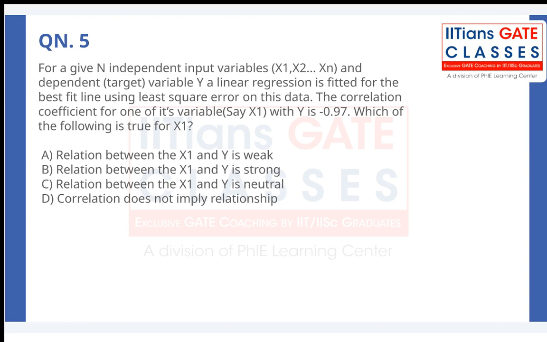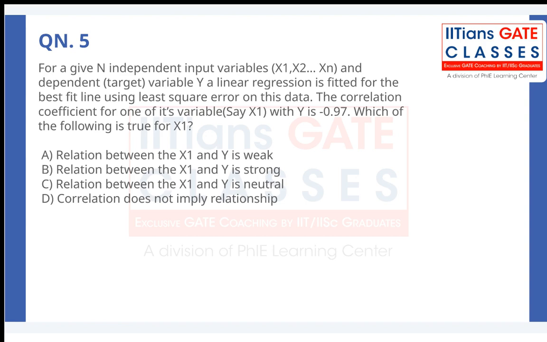If you are given n independent input variables from x1 till xn and a dependent target variable y, a linear regression model is fitted for the best fit line using the least square error on this data. The correlation coefficient of one of its variables, say x1 with y, is minus 0.97. Which of the following is true for x1? Is the relation between x1 and y weak? Do you call it strong? Do you call it neutral? Correlation does not imply relationship.